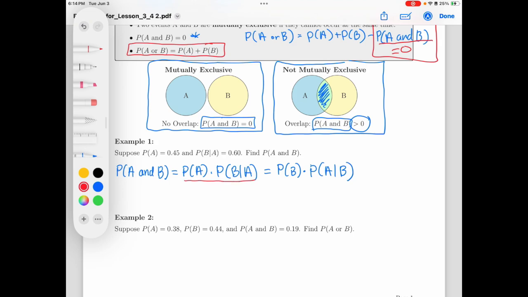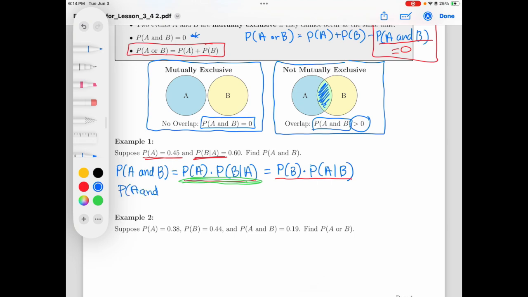Now, one time I might be able to use this one, or another time I might be able to use the second one. But it just depends on the information that's given to you. In this question, we're given the probability of A and the probability of B given A has happened. So that means we're going to use this formula right here that I underlined in green, because that is the information that we have to figure out the probability of A and B.